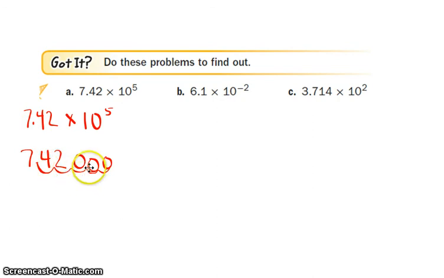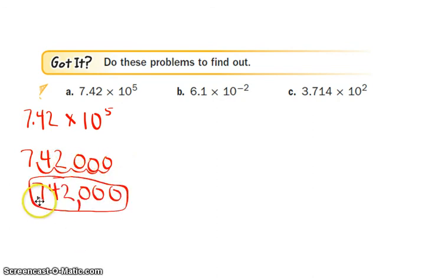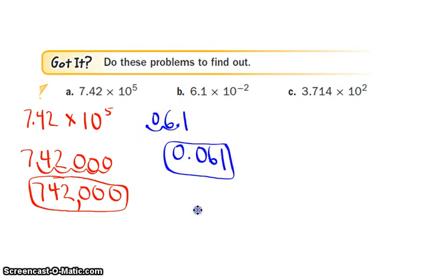1, 2, 3, 4, 5. So our new answer is 742,000. Okay, on this one, we have a negative exponent, so we've got to move it to the left 2 places. So it was right here. Move it left 2 places. 1, 2. So there's our final answer, 0.061.